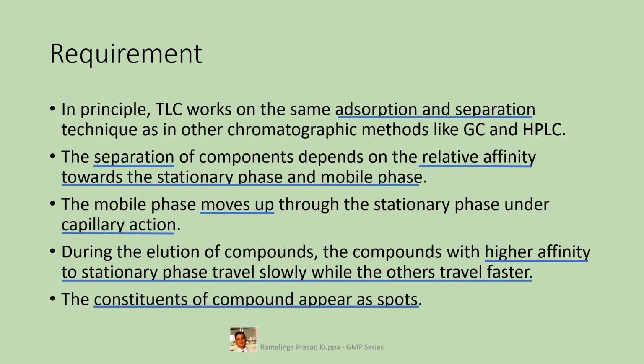The constituents of the compound appear as spots, unlike GC or HPLC. If you see the peak of GC or HPLC in a three-dimensional design, it appears like a cone. The cone looks like a circle from the top view. This is how the spot on the TLC plate should be understood. I hope that this is not too complicated an explanation.